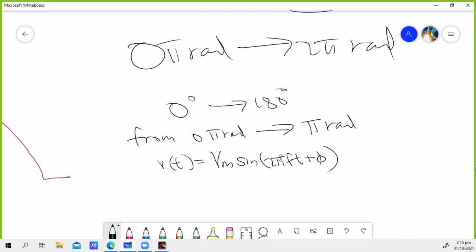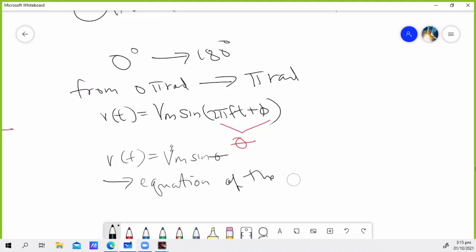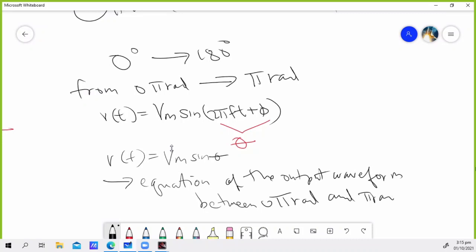Okay? But to simplify our analogy, we can represent this term in terms of theta para mas madali. Anyway, you will still get the same answer. Okay? So we have V of t is equal to Vm sine theta. Plain and simple. Okay? So this is the equation of the output waveform between 0 radians and pi radians. So kung gagawin daw nating equation form, yung output natin from 0 to pi radians, ito daw siya.